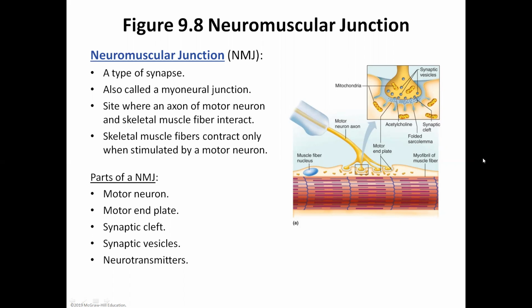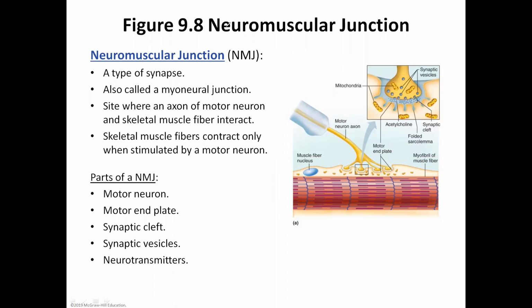So what has to happen here is there has to be communication between a neuron and a muscle. And we call this synapse, if you will, the neuromuscular junction. So it's an interaction between a neuron and a muscle fiber. And when we look at this picture here, this is also going to be important to talk about in terms of the nervous system. So in the next chapter, we're going to be talking about the nervous system function.